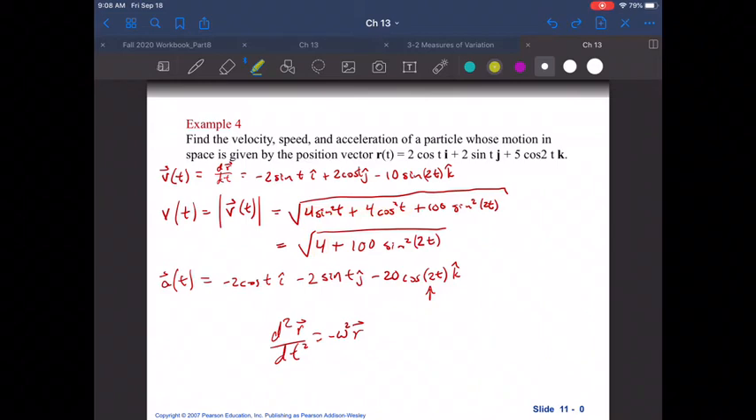Last, we want to find the acceleration function here. To do that, you simply take the derivative of the velocity function. So we're going to take the derivative of this one up here now, and again, do it component by component. The derivative of the i component will give us the i component of the acceleration. The derivative of the j component will give us the j component of the acceleration. The derivative of the k component will give us the k component of the acceleration.